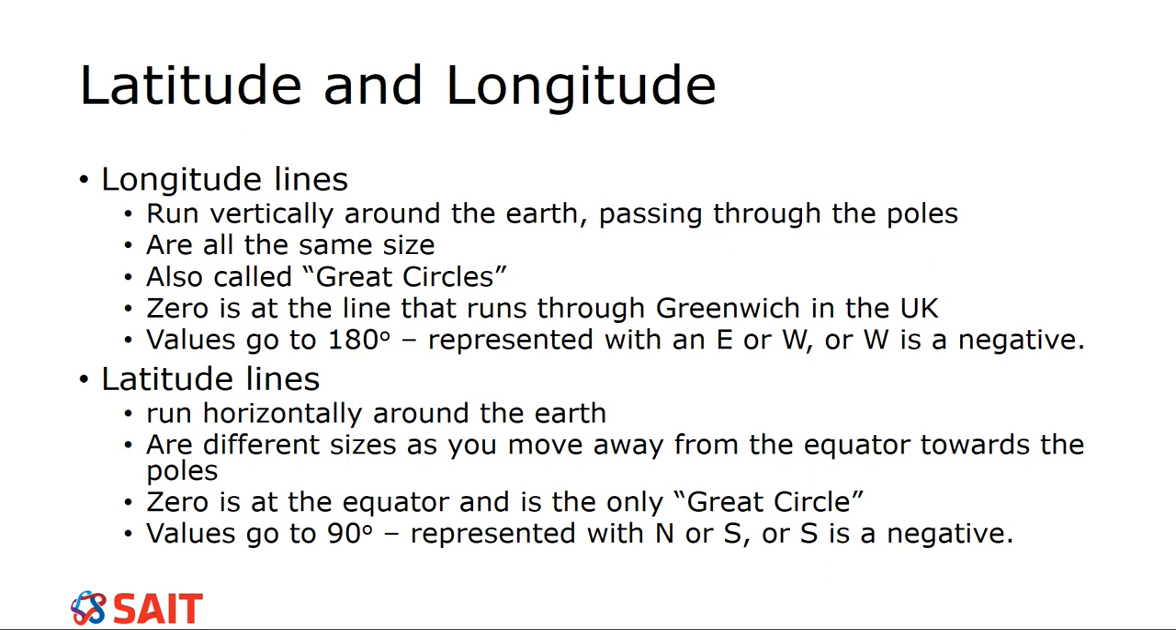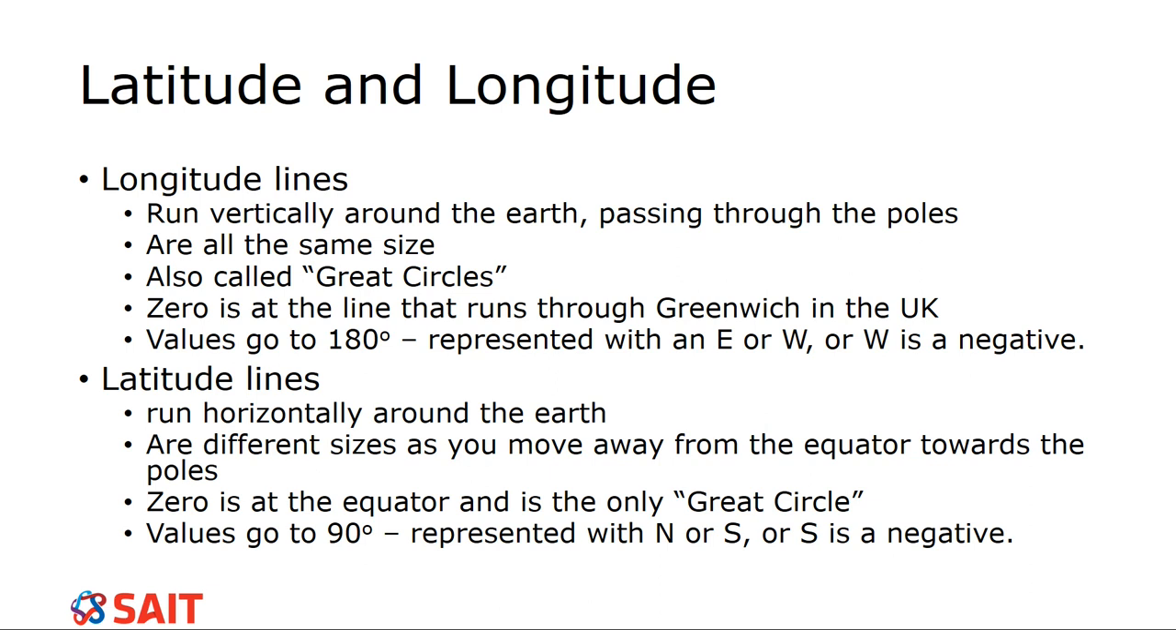So longitude, like I said, runs vertically around the Earth, passing through the poles. They're all the same size. They also have a fancy name called great circles. The great circles means that you can't get any bigger than those circles that they create when you look at them, or when you slice the Earth in half. So it's a perfect half of the Earth. It's always going to cut it in half.